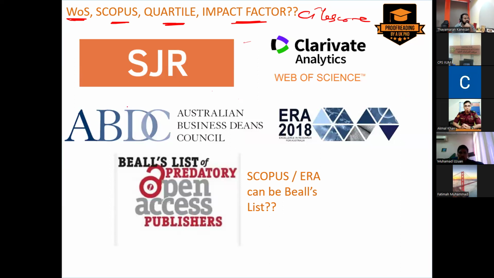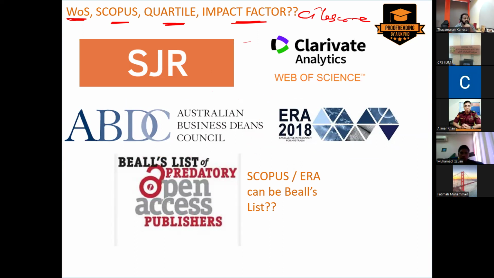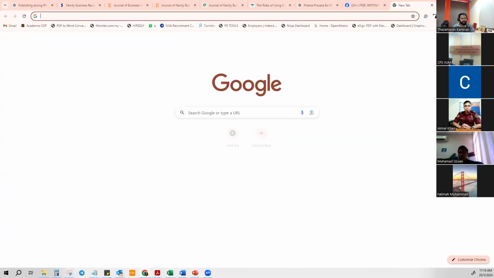Then all this ABDC, ERA, these are other indices, which you can also go and check. Then predatory journals. Example, Kurdish Studies. If you have heard of the journal, you can even Google it. Kurdish Studies is one good example I can show very quickly.